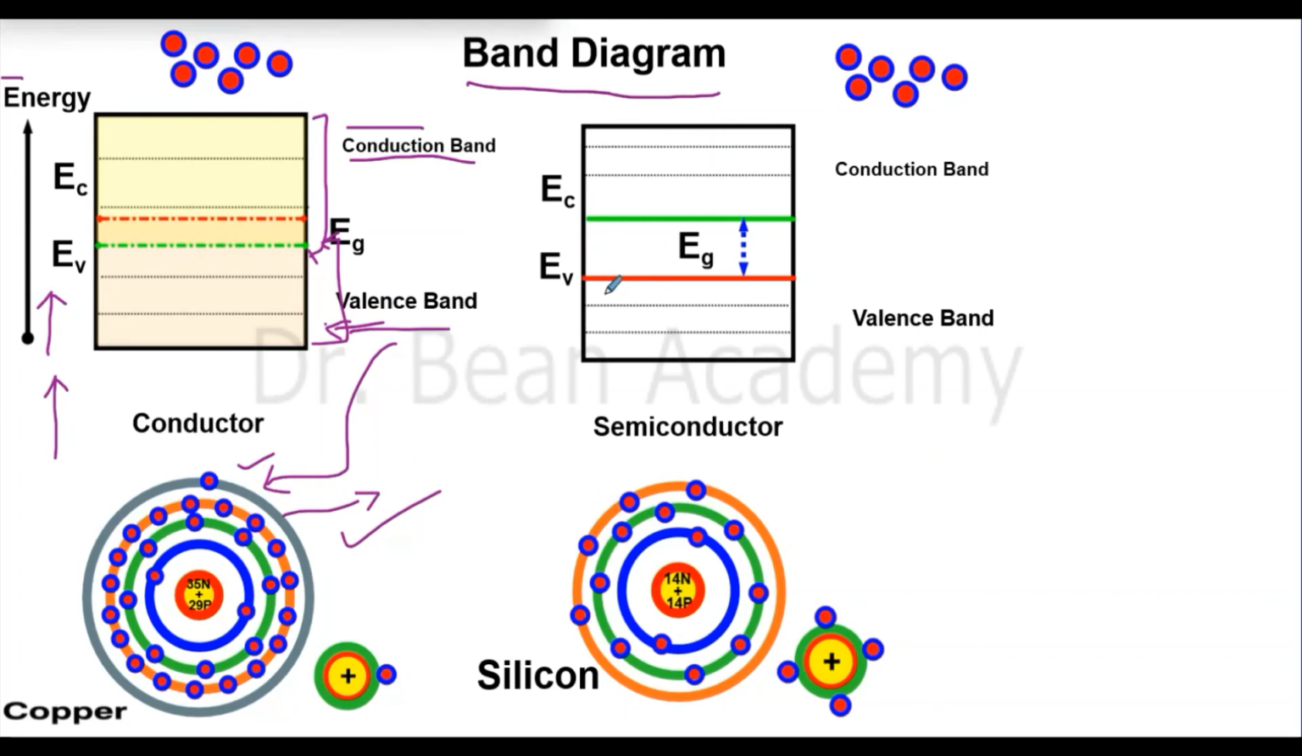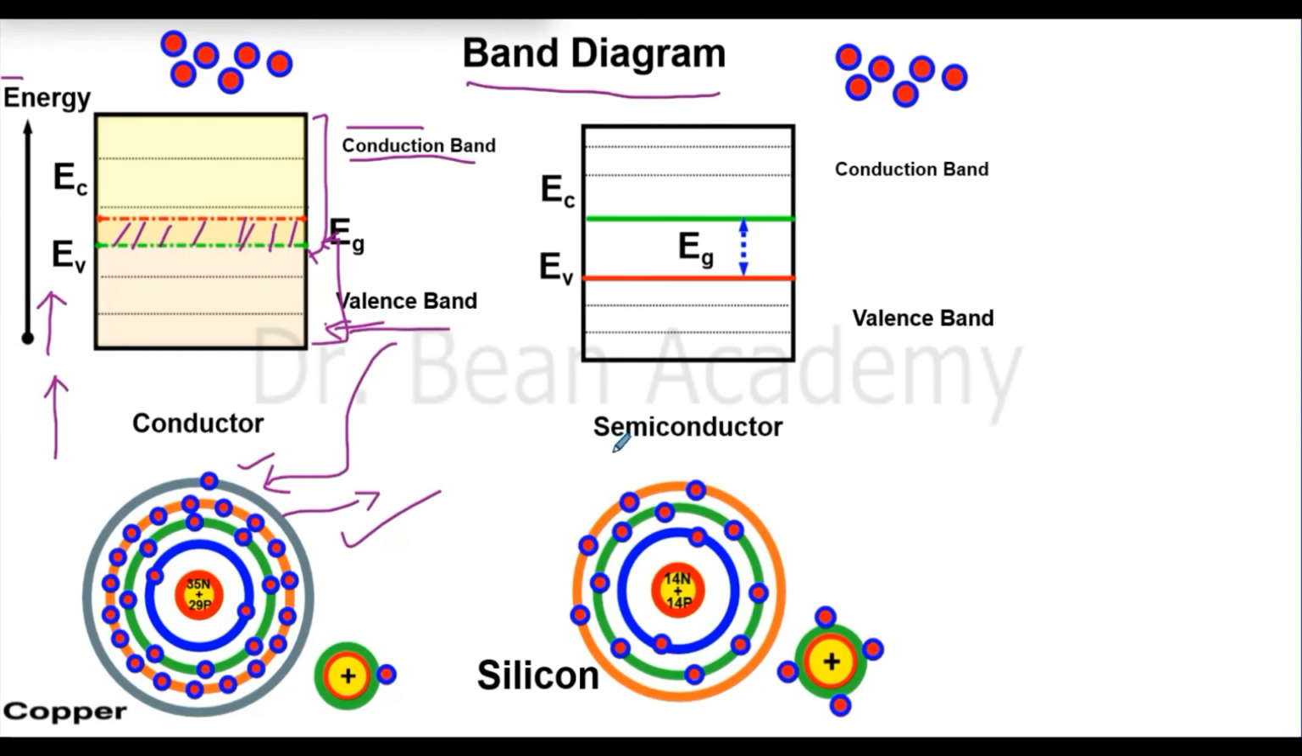In other words, when the conduction band and valence band are overlapping, it means electrons are already in the conduction band, and as soon as we apply a potential difference across the material, we will see the current flowing through the material. So for conductors, the conduction band and valence band overlap each other.